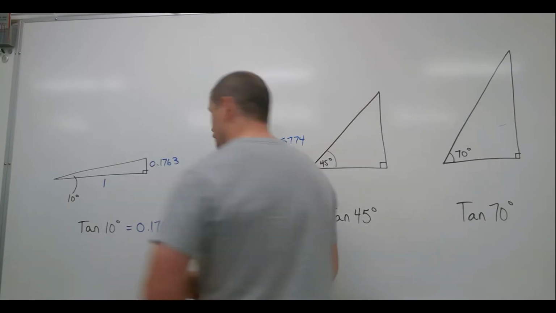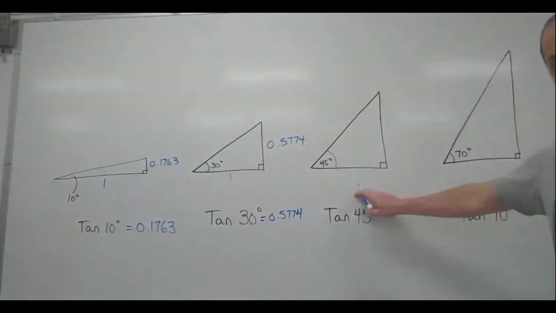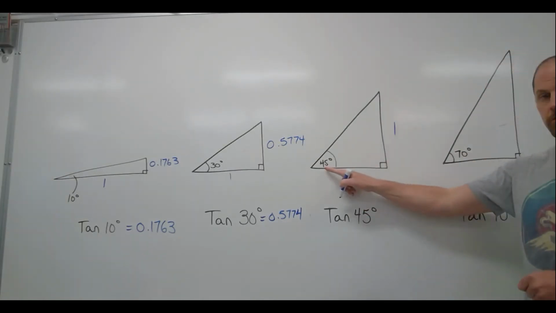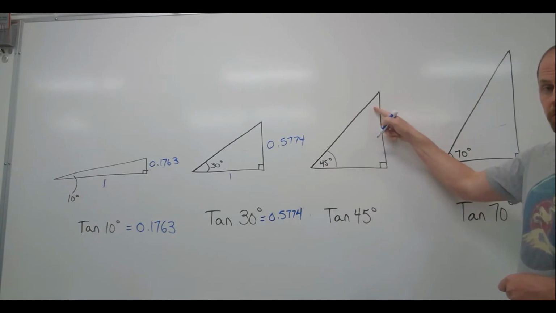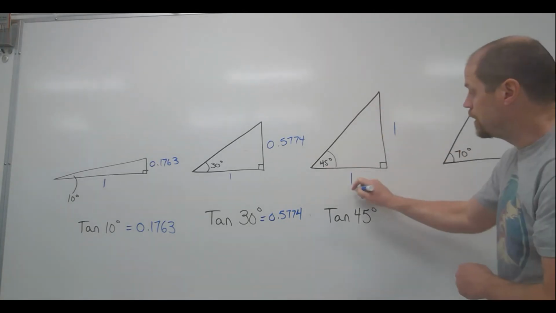And as always, the adjacent is always 1 in this example. Tan 45, if we plug this in, we get a 1, which makes sense. 45 degrees, this must be 45 degrees as well, which means the sides are identical, 1 and 1.